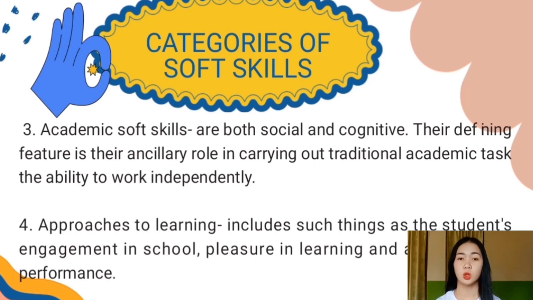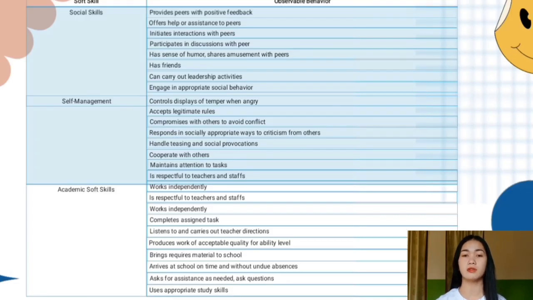Fourth is approaches to learning. It includes such things as the student's engagement in school, pleasure in learning, and anxiety about performance. The approaches to learning domain focuses on how children learn. It refers to the skills and behavior that children use to engage in learning. It incorporates emotional, behavioral, and cognitive self-regulation as well as initiative, curiosity, and creativity. So we have here a table of soft skills and the observable behaviors.